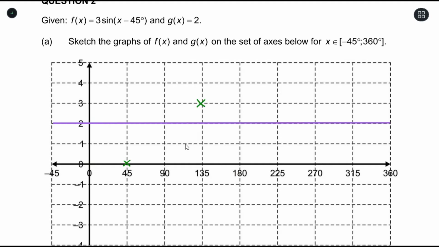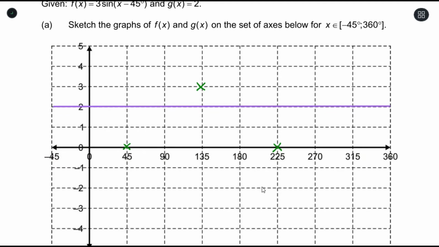Okay, going on to the next one, we have 180. 180 is usually 0. Multiplying by 3, 0. Move 45 degrees, meaning that (225, 0). Then we go to 270. So normally you have 270 as negative 1. Now multiplying by 3 means that it goes to negative 3. Moving 45 degrees to the right means I'm going to 315, which is there.